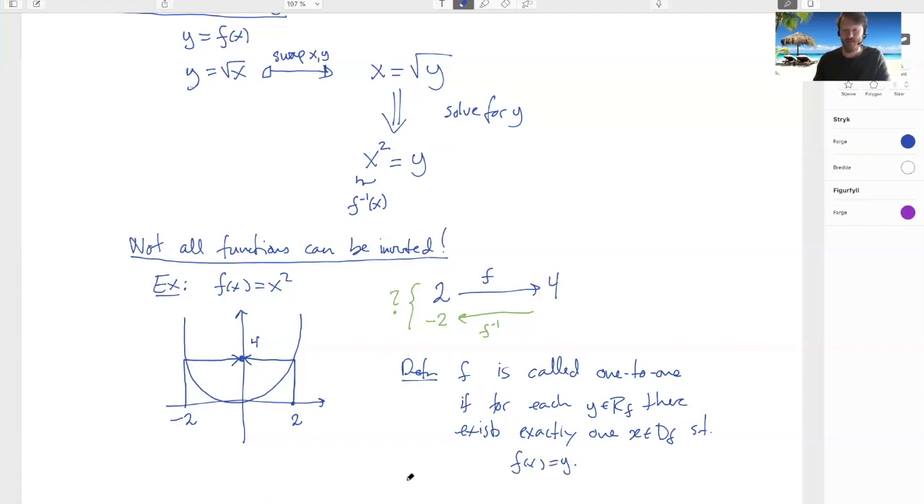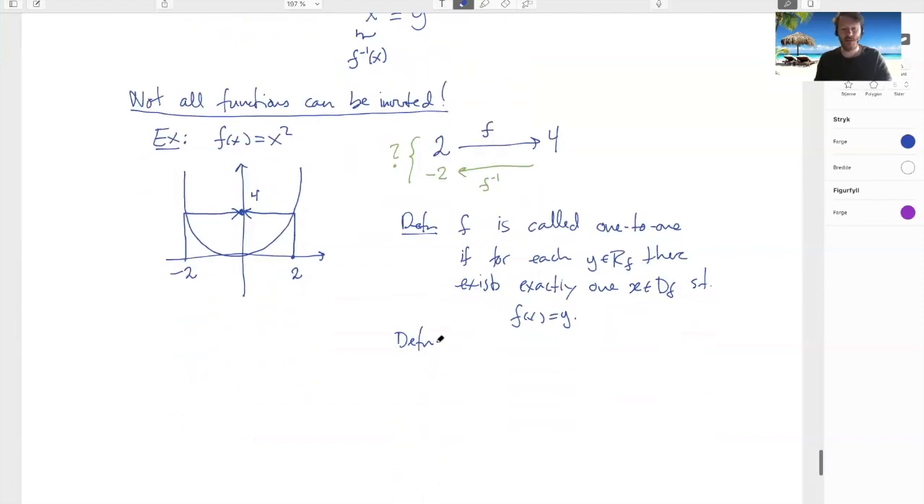So that's one way of defining it. Another way of defining it, which gives exactly the same concept, is that we can write it as a proposition, since this is the definition. Proposition: f is one-to-one if and only if f(x1) equal to f(x2) implies x1 is equal to x2.